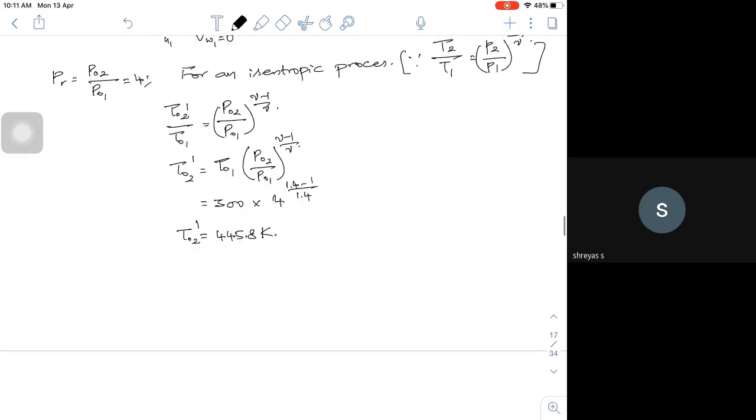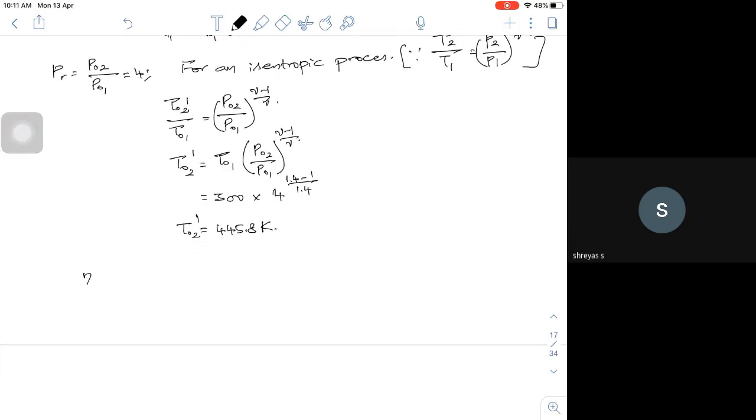Now, what is my compressor efficiency or total to total efficiency? It is given by the isentropic compression, that is m cp into T02 dash minus T01 divided by m cp into T02 minus T01. So m cp just cancels out. I have this only in terms of temperatures. If I substitute, my compressor efficiency is given numerically as 0.84, which is equal to, as we just calculated, T02 dash, which is 445.8 minus 300 divided by T02 minus 300.